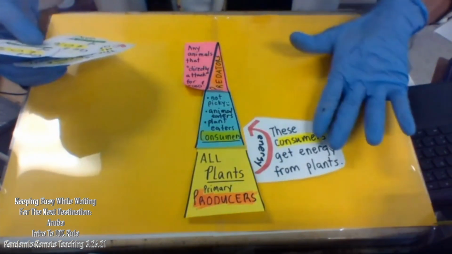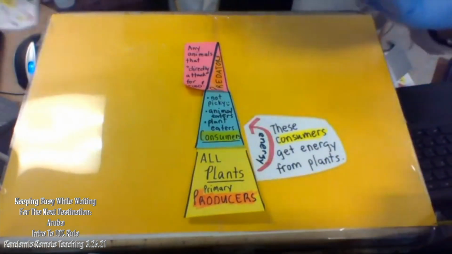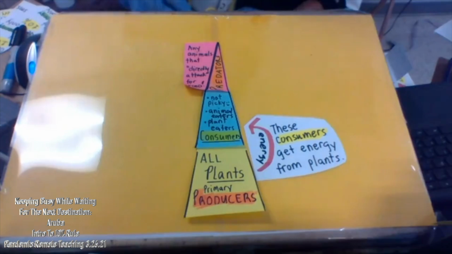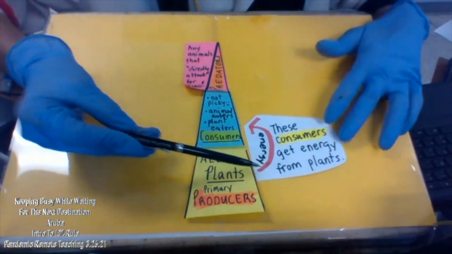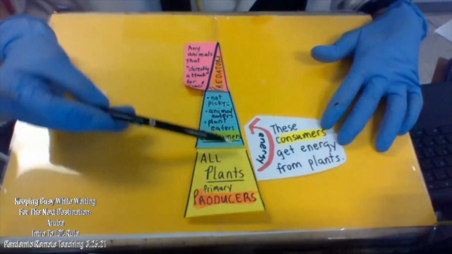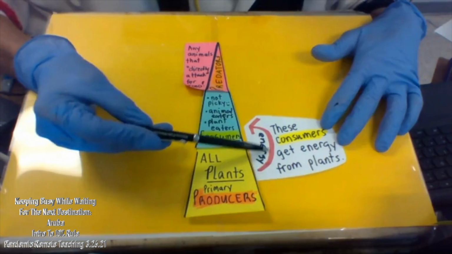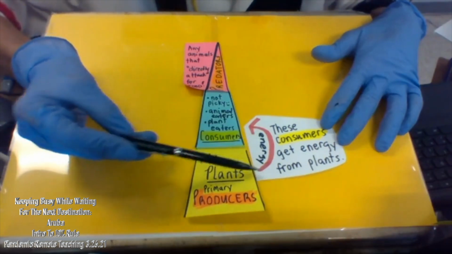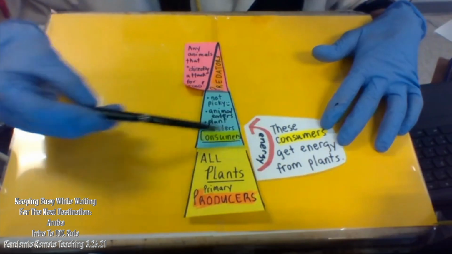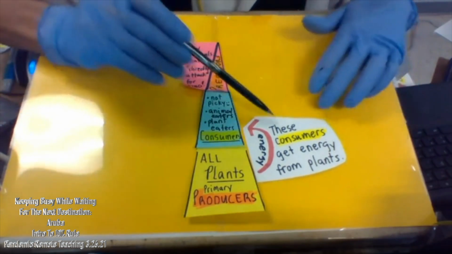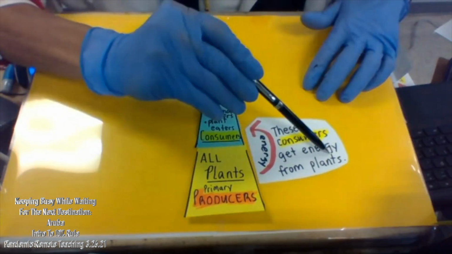I'm placing this arrow between the yellow and the blue. You should be looking at the tip of the pen. You will see an arrow pointing from plants to the blue, yellow to the blue. This is the energy arrow, meaning to say the energy is coming from the plant to the consumers. These consumers get energy from the plant.